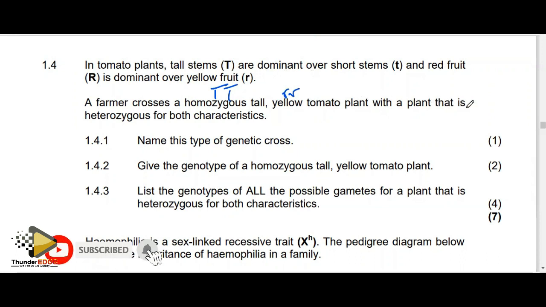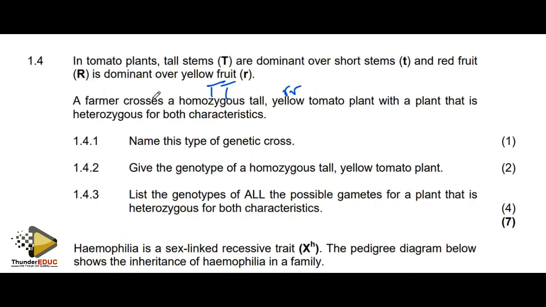A farmer crosses a homozygous tall, yellow tomato plant with a plant that is heterozygous for both characteristics. It means heterozygous for both, so it's going to be capital T, small t, and capital R, small r. They name the type of genetic cross because you're involving two characteristics.